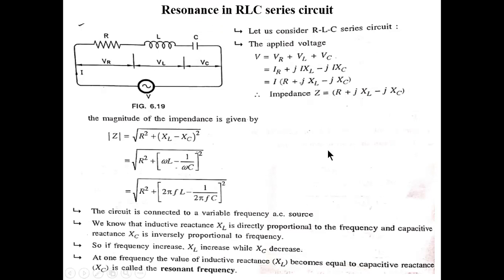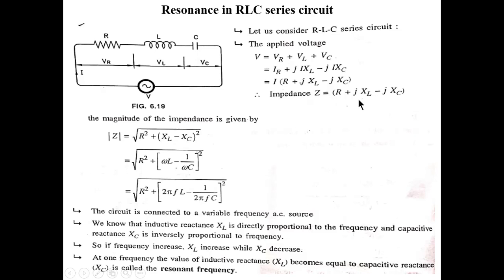Now, while analyzing the RLC series circuit, the resonance condition takes place. So here in the resonance condition, we will find the resonant frequency. In the circuit diagram, according to KVL, V is equal to VR plus VL plus VC, the summation of all voltages. So we can write this voltage in rectangular form, showing the real and imaginary parts. It is given as I into R plus J I into XL minus J I into XC. So in the equation, impedance Z is equal to R plus JXL minus JXC. So this is the rectangular form.